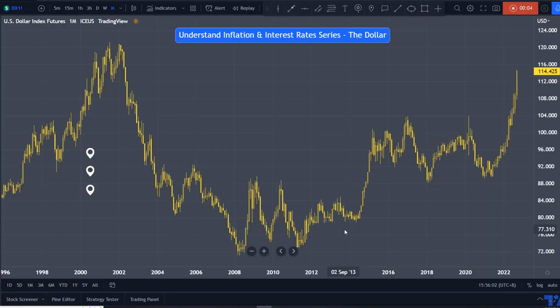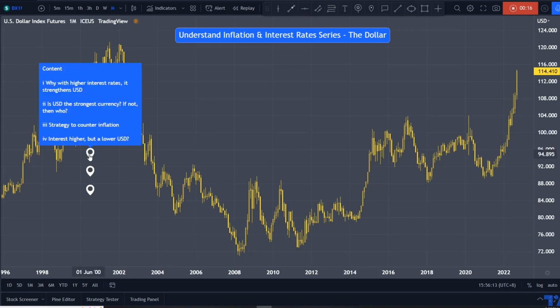Today's topic, the US dollars. Has the dollar really appreciated more than it should with higher interest rates? And what's next? For today's tutorial, there are four key points here.